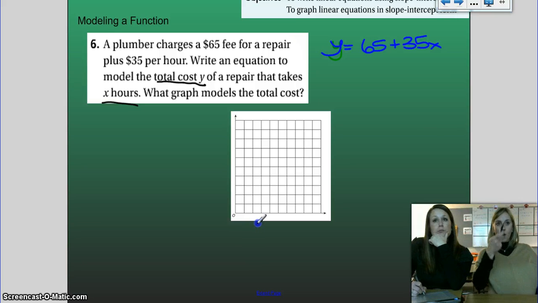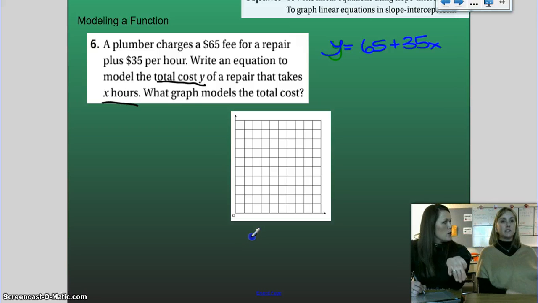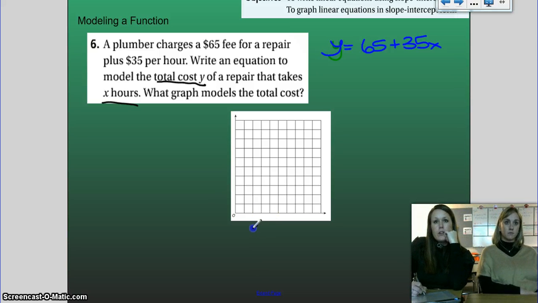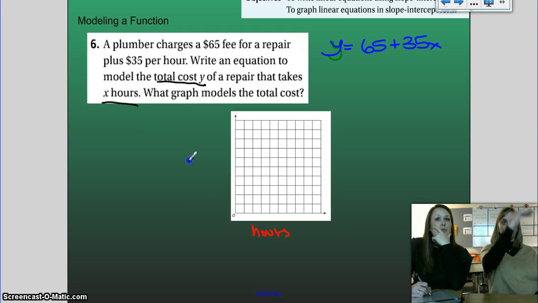And now we're just going to plop it on the graph. Why is this just a quadrant 1 graph? Because this is a real world situation. You cannot have negative hours and you cannot have negative money. So we're going to have hours on the bottom, and on the side, we're going to have cost.